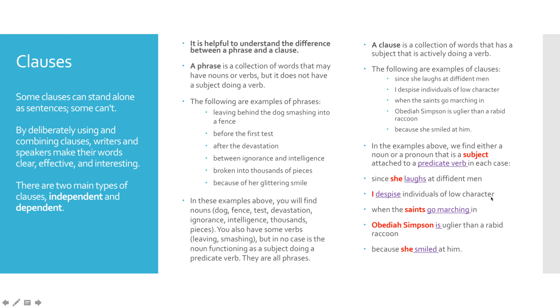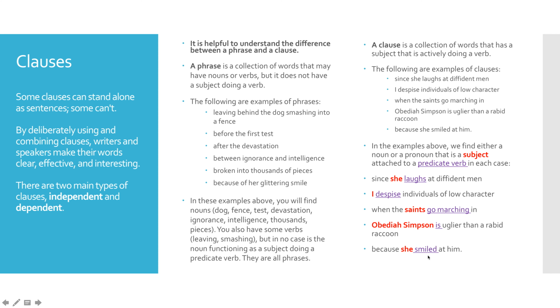I despise individuals of low character. I is the subject, despise is the predicate verb. When the saints go marching in, saints being the subject, go marching being the predicate verb. Obadiah is the subject, is uglier than a rabid dog, is your predicate verb. It's also a weak verb. Be verbs are weak verbs.